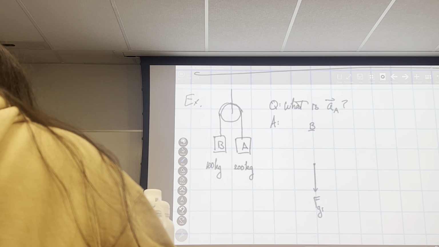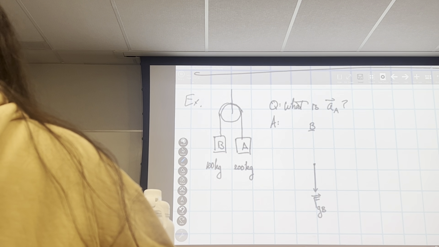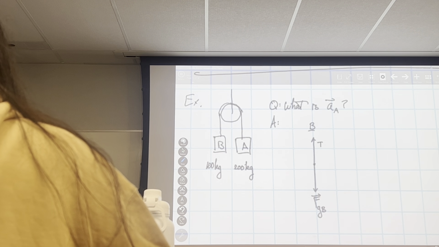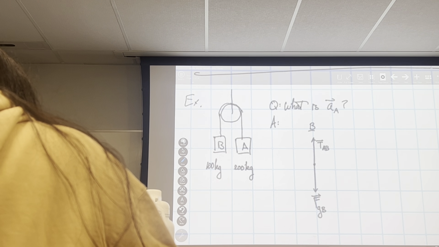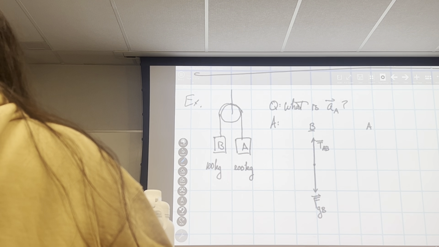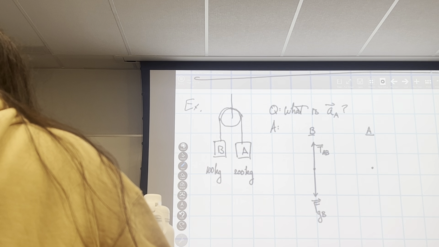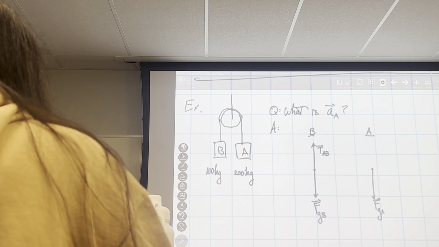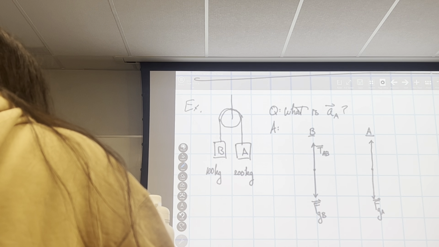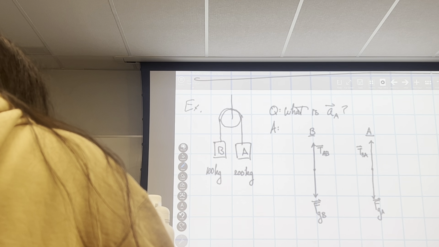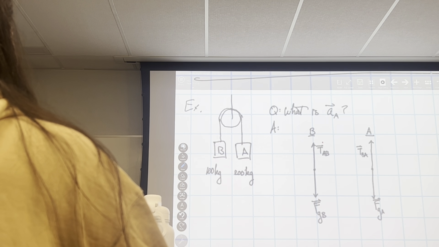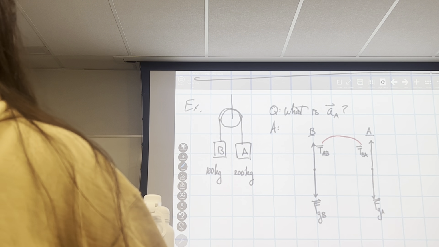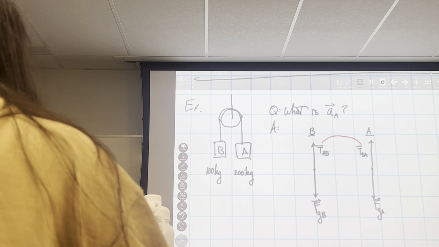So over object B, the free body diagram looks like the following. Force of gravity down, tension of A onto B up. On object A, we would have force of gravity on A down and tension of B onto A up. And the two different tensions would be third law pairs.